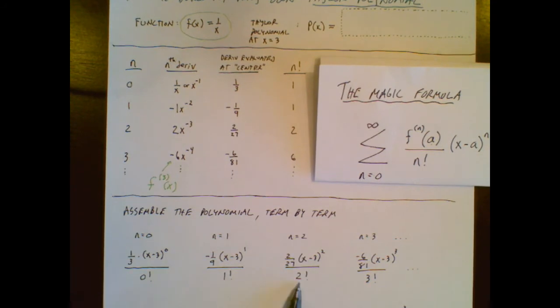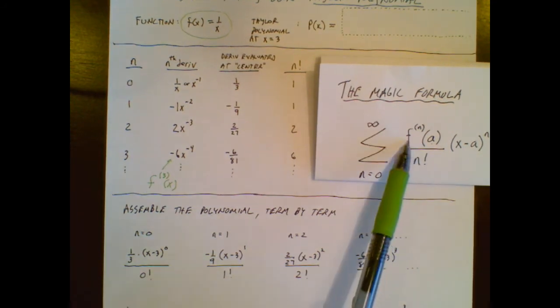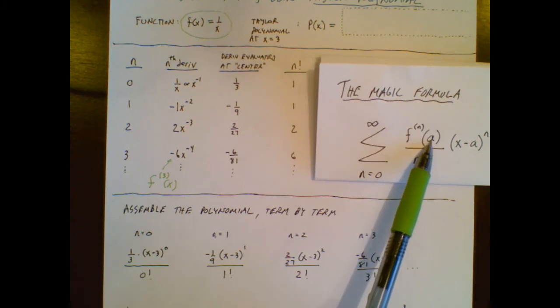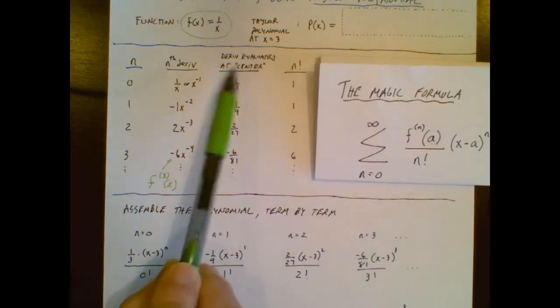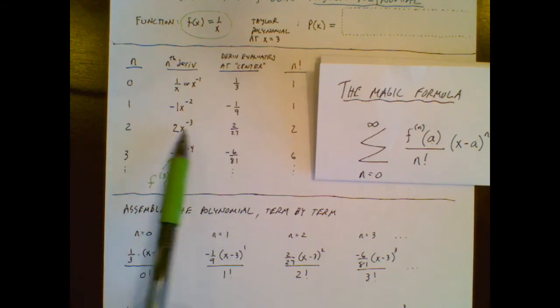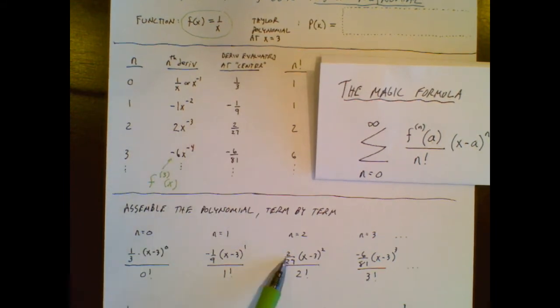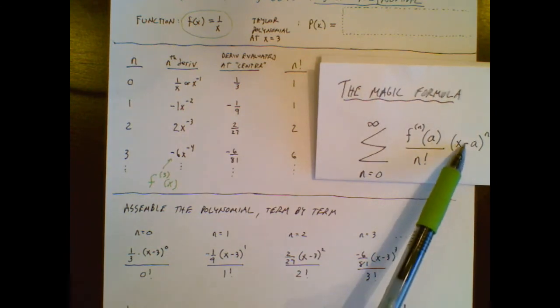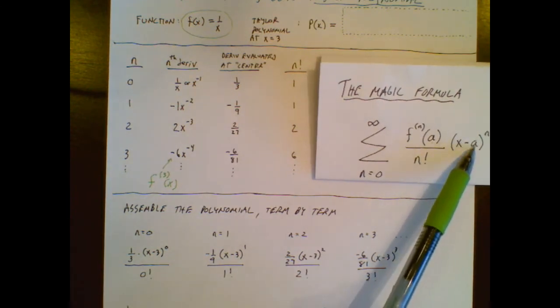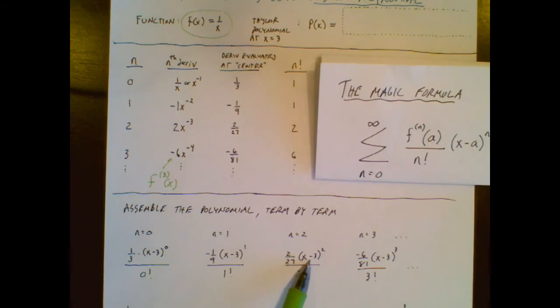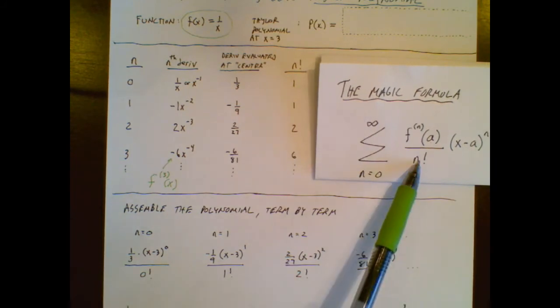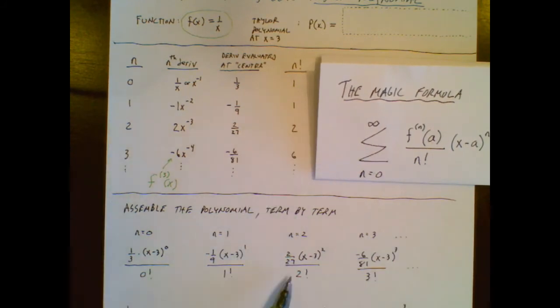By the time I get to this one, it says, what is the second derivative evaluated at a? So in my chart, n equals 2. Here's my second derivative. Here it is evaluated at a. That's how that gets there. x minus a, in this case x minus 3 to the n. n factorial, which is 2 factorial. And that is the third term in the series.